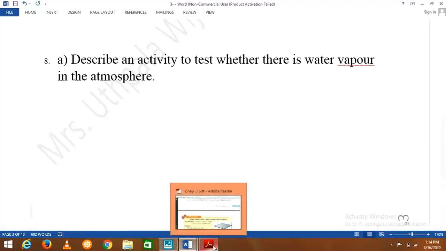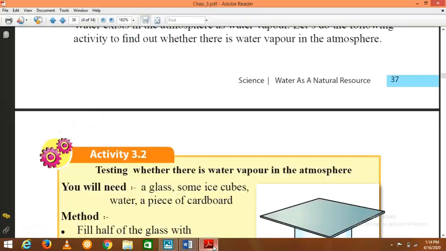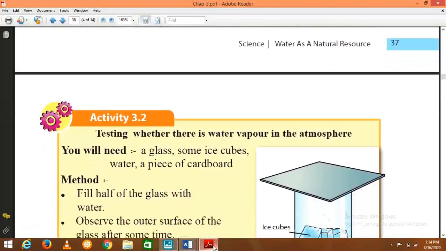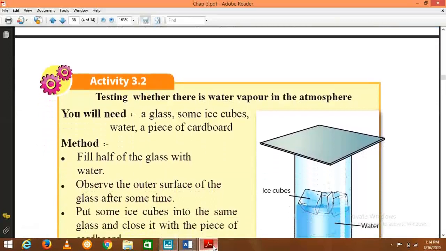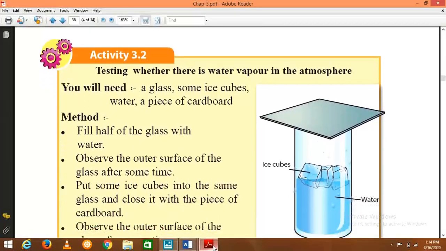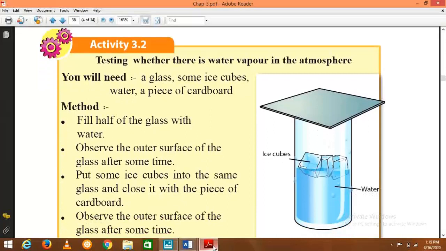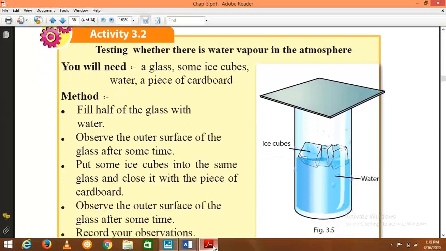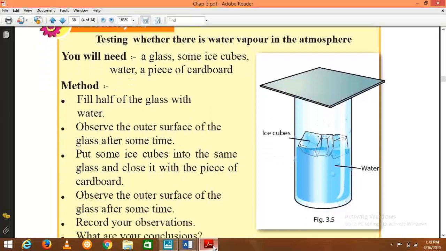So you need to show that there is water vapor in the atmosphere. From your day-to-day life experiences, you may have seen this, observed this. So this is again a simple activity. You need to show that there is water vapor in the atmosphere. You need a glass and some ice cubes and some water and a piece of cardboard.